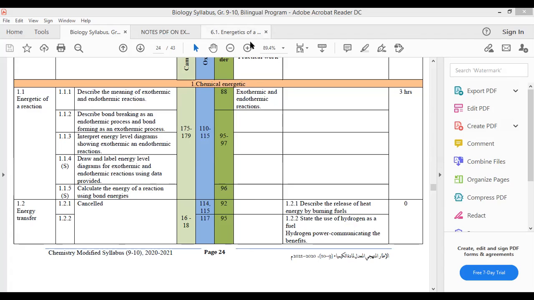Mister, from 1.1.1 to 1.5 is the exam, the short test? 1.1.1, 1.1.2, and 1.1.3. The third and fourth will not come, okay? So 1, 2, 3, 5. 1 to 5 only.